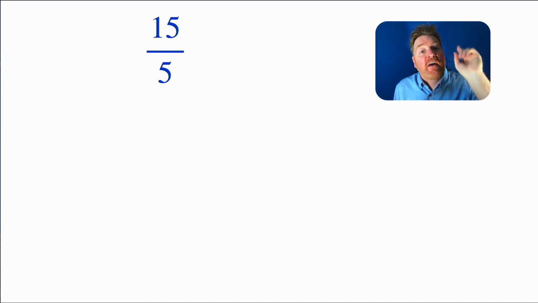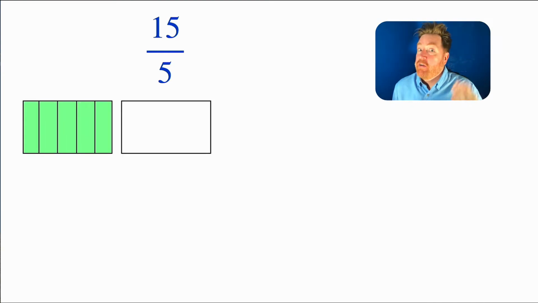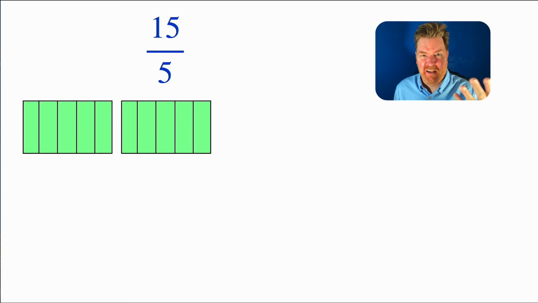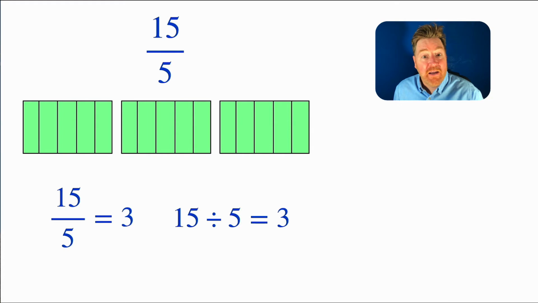Yeah, let's get back to this. So 15 fifths. Let's go to the bars. So there's one bar. 5 equal pieces. Keep all 5 of them. Get another bar because we're going for 15 fifths. So 5, let's keep all those. Now we've got 10 fifths. We need one more bar, and that's going to give us the last 5 we need. Look at that. 15 fifths really is 3. So 15 divided by 5 is 3. That tells us what we have right away. That's beautiful.